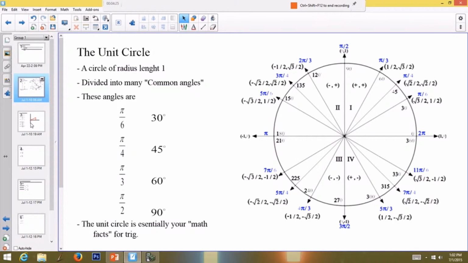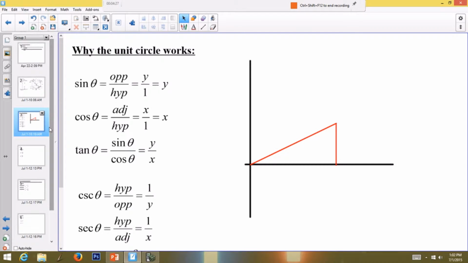All right. So why does the unit circle work? Well, it works based on the cancellation principle and the fact that whenever you put a number over 1, so if I were to say reduce the fraction 3 over 1, well, 3 over 1 is just 3. And the unit circle works because sine and cosine, and secant and cosecant, all have the hypotenuse in there.